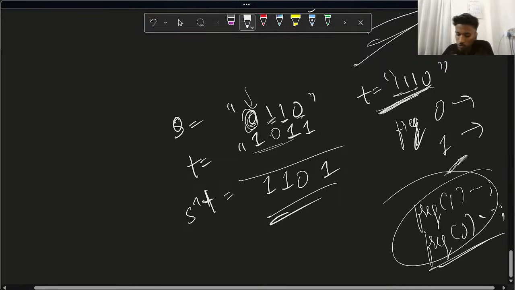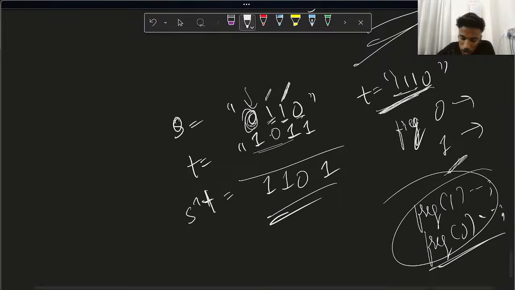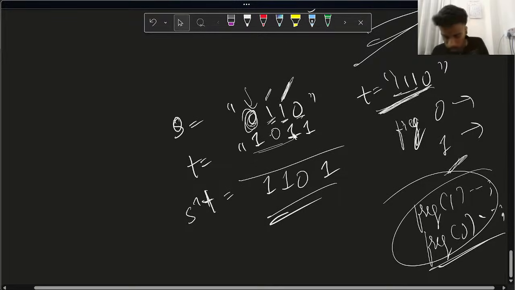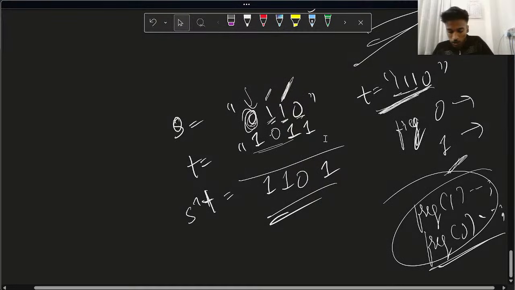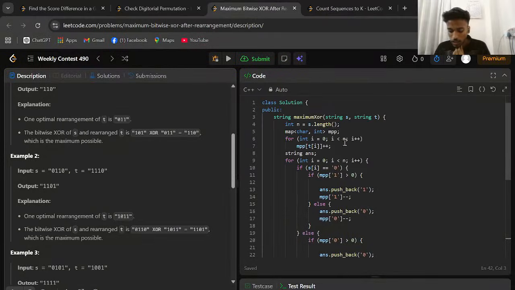And otherwise, if you see a 1 and you don't have a 0 available, like here it was the case, you have a 1 but you don't have a 0 available, then you have no choice, you have to put 1 here only. Okay, and do a frequency of 1 minus minus. So this is another easy question. The only thing you need to know was where to put the ones in order to maximize this, and that I told you, in the MSB side you have to make them ones in order to maximize it. Rest it was implementation only.